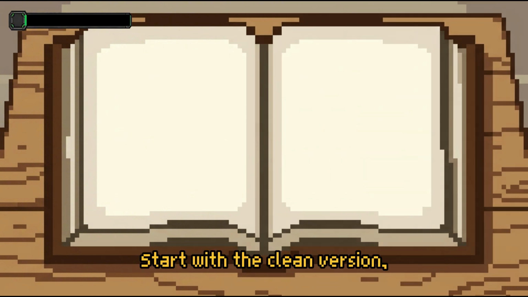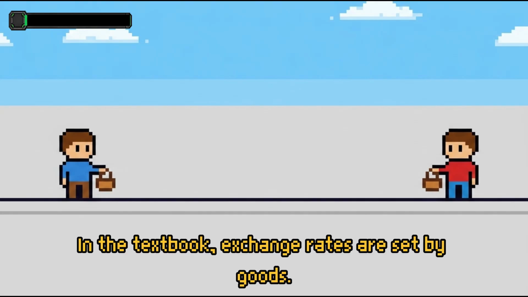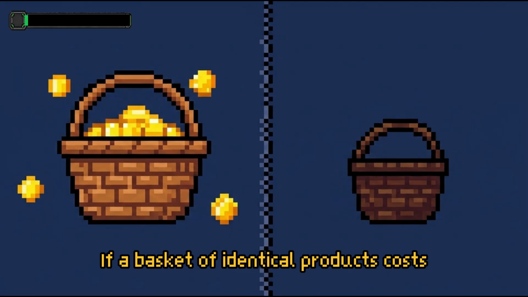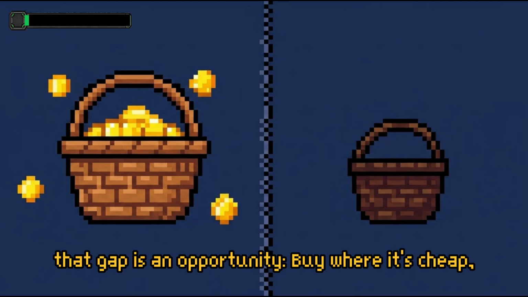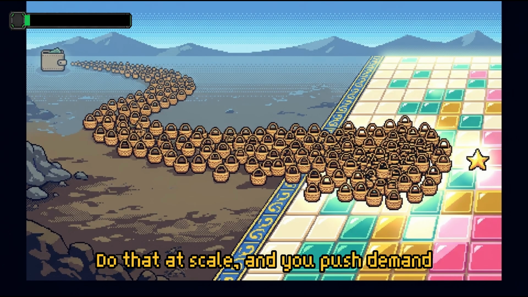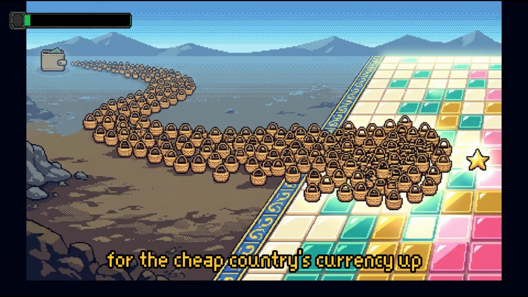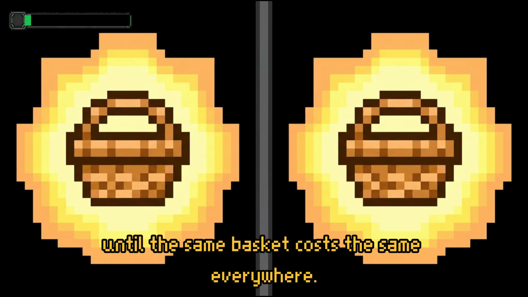Start with the clean version, the one that shows up in every introductory course. In the textbook, exchange rates are set by goods. If a basket of identical products costs $50 in one country and the equivalent of $70 in another, that gap is an opportunity. Buy where it's cheap, sell where it's expensive, pocket the difference. Do that at scale, and you push demand for the cheap country's currency up until the gap closes. The currencies drift until the same basket costs the same everywhere.